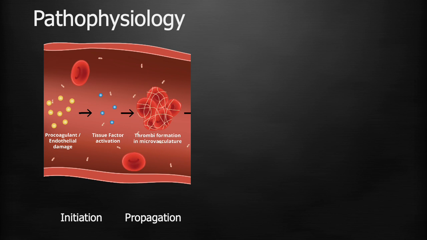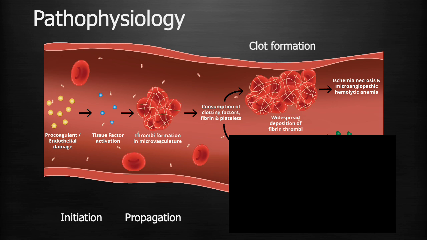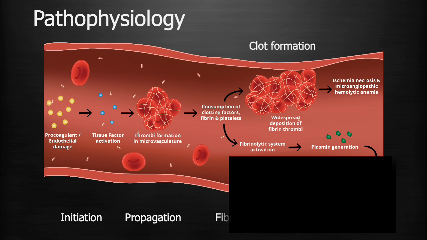The activated coagulation factors generate thrombin, and the thrombin converts fibrinogen into fibrin. Thirdly comes the clot formation. Fibrin forms a mesh that traps the red blood cells, platelets, and other blood cells, and this forms blood clots or microthrombi.